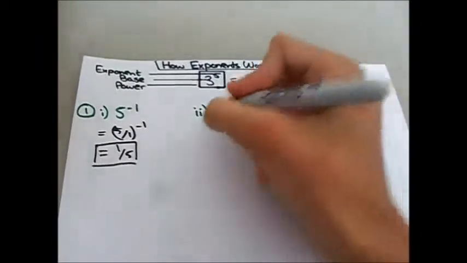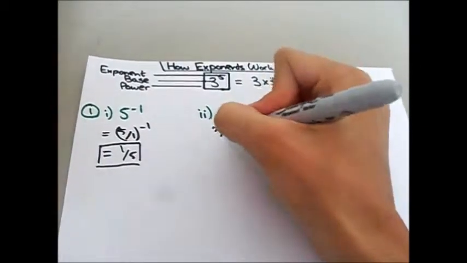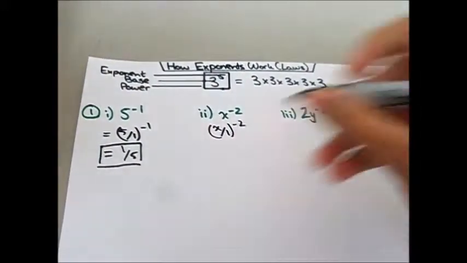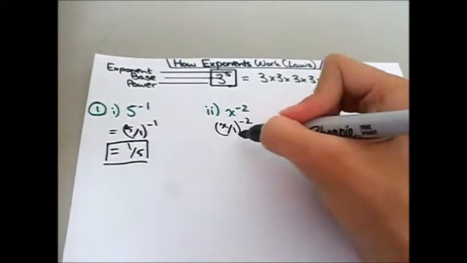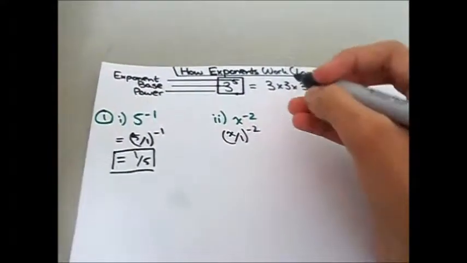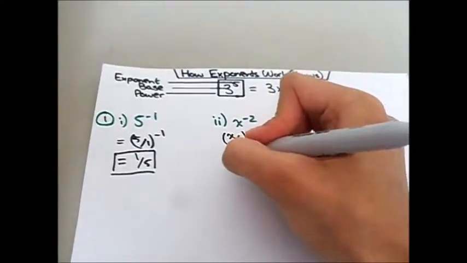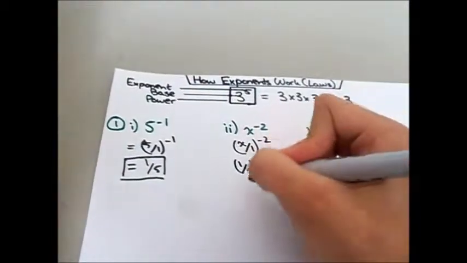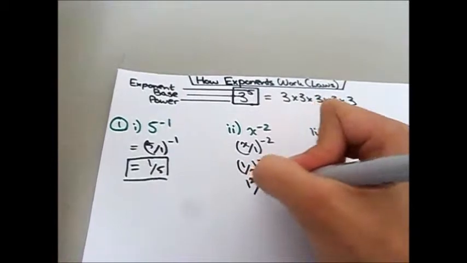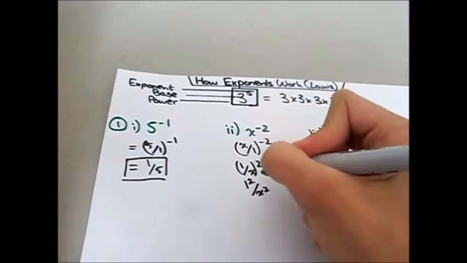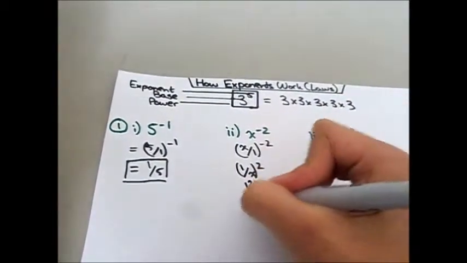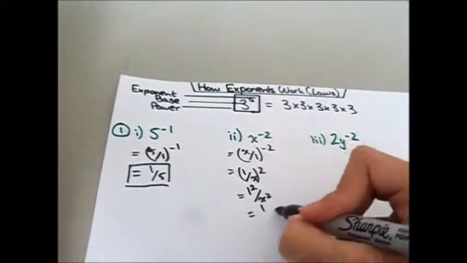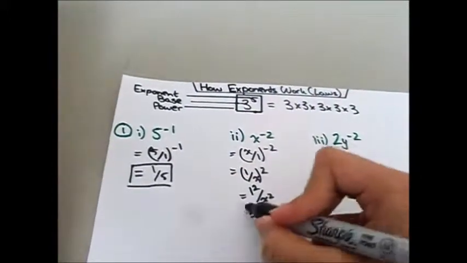Same with this one. I'm going to write it as a fraction first, x over 1, to the power of negative 2, and I'm going to flip the fraction to get rid of the negative sign. So 1 over x squared, so I have to square both 1 and x. So the final answer is 1 over x squared.